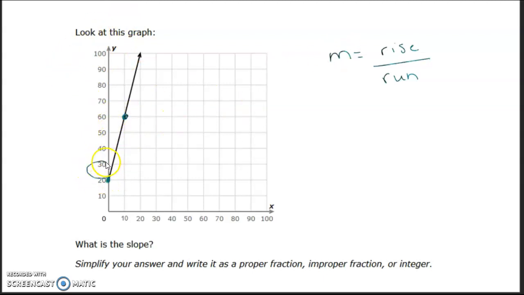So my rise is 1, 2, 3, 4, and it's positive because I went up. So 4. And my run is 1. Always run to the right. And then it does say to simplify, so your simplification for this one would just be 4. Your slope is 4. Pretty cool.